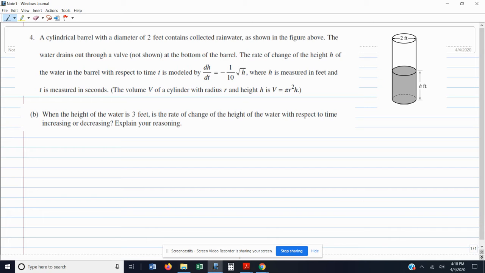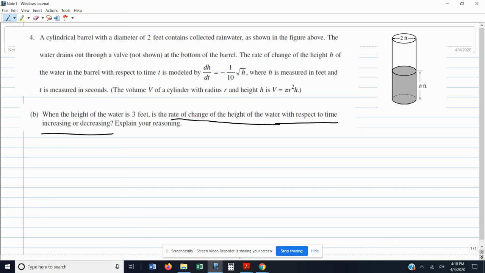The rate of change of the height of the water in the barrel with respect to time is modeled by dH/dt equals -1/10 square root of h, where h is measured in feet and t is in seconds, and they also give you the volume of a cylinder. Part B asks us, when the height of the water is 3 feet, is the rate of change of the height of the water with respect to time increasing or decreasing, and to explain the reasoning.